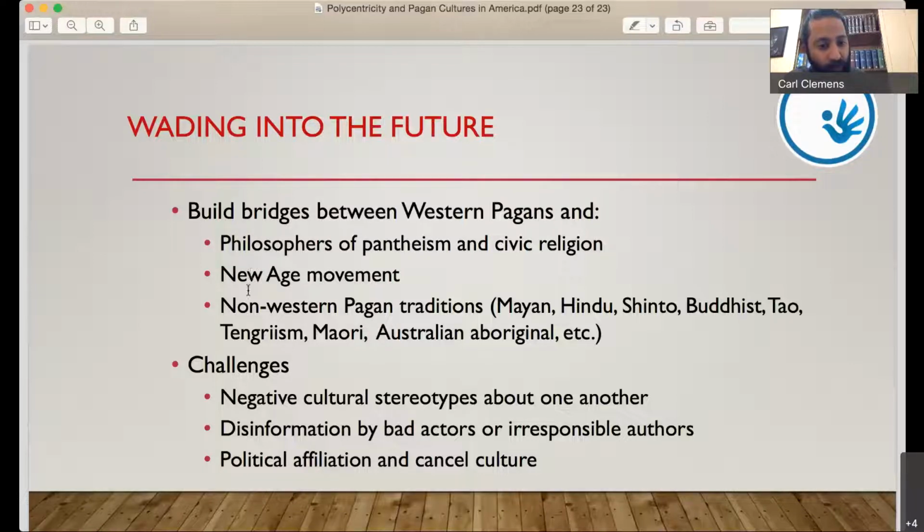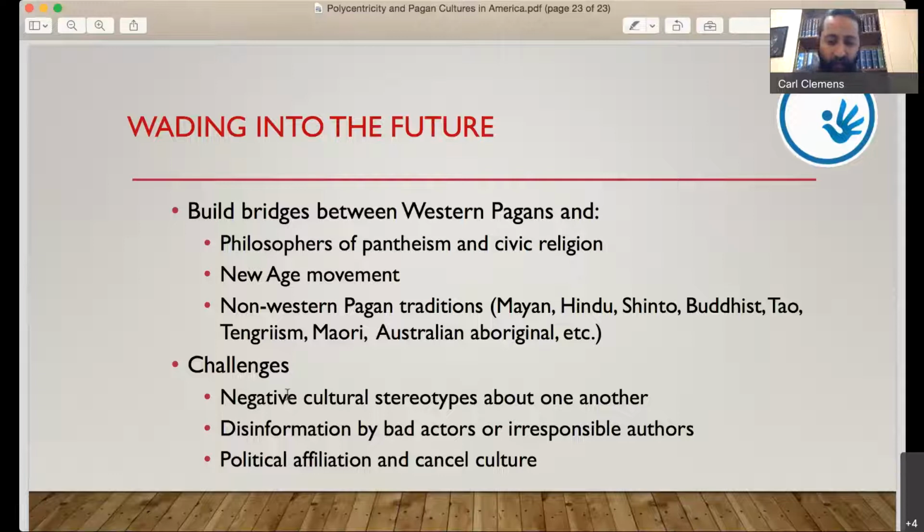Paganism needs to build bridges with the New Age movement. It needs to build bridges with non-Western pagan traditions like the Mayan, Hindu, Shinto, Buddhist, Tao, Tengriism in Central Asia, Maori, Australian Aboriginal, and so forth. But there are challenges to this happening.